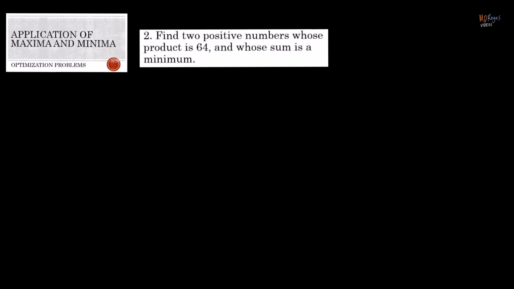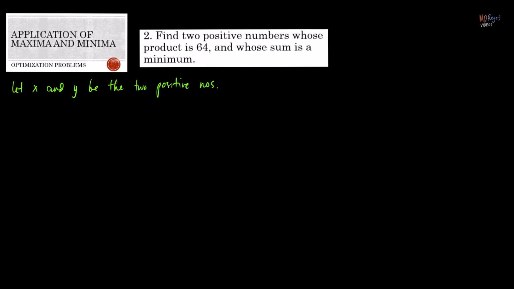Here's another example similar to example number 1. Find two positive numbers whose product is 64 and whose sum is a minimum. So the next step is to define the variables that we will be using. This problem involves two positive numbers. Let x and y be those two numbers.